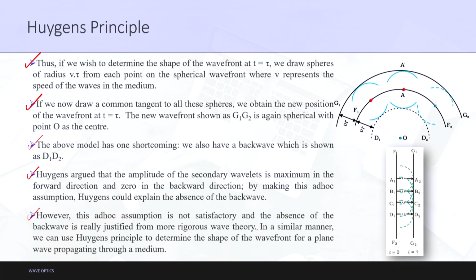In a similar manner, we can use Huygens principle to determine the shape of the wave front for a plane wave propagating through a medium. So, this last line is being explained here, please look at the figure below. Let us suppose, similar to this F1 F2 being formed in an arc, this F1 F2 is a straight line. So, this is F1, this is F2. As it is a straight line, it is a plane. Anything which is passing through a plane is known as a plane wave. So, a plane wave is passing perpendicular to the direction of the plane.